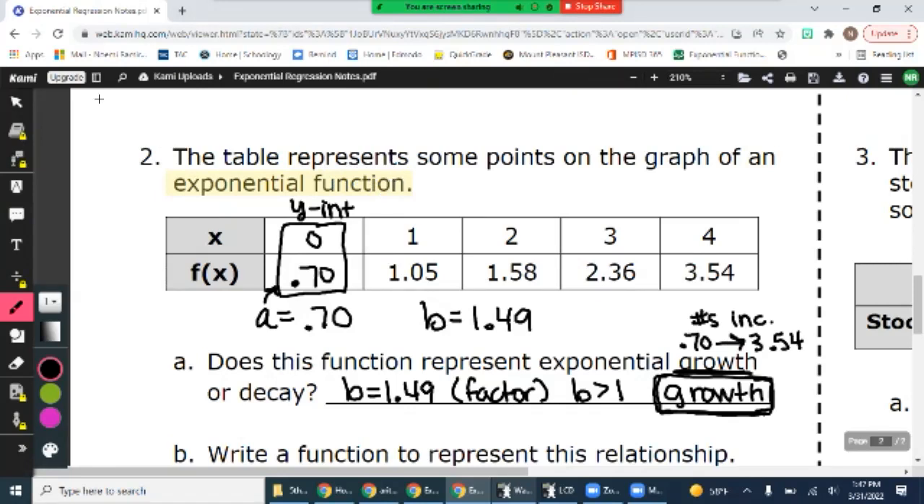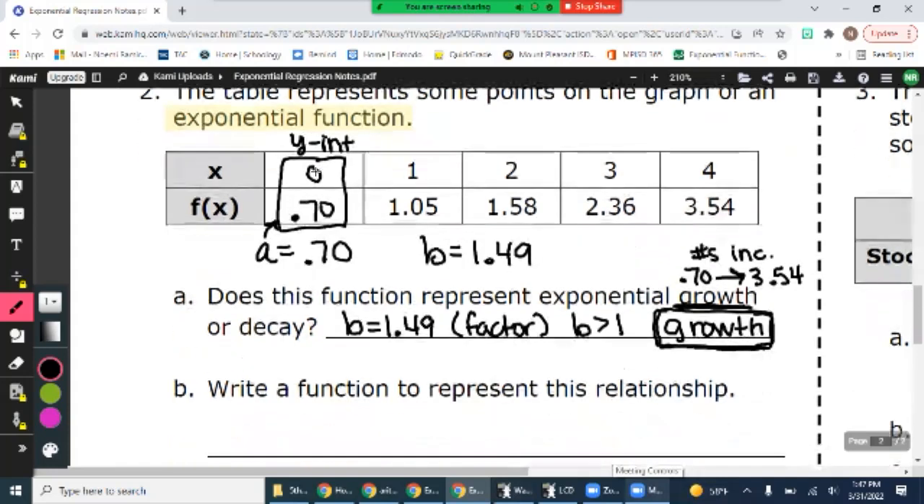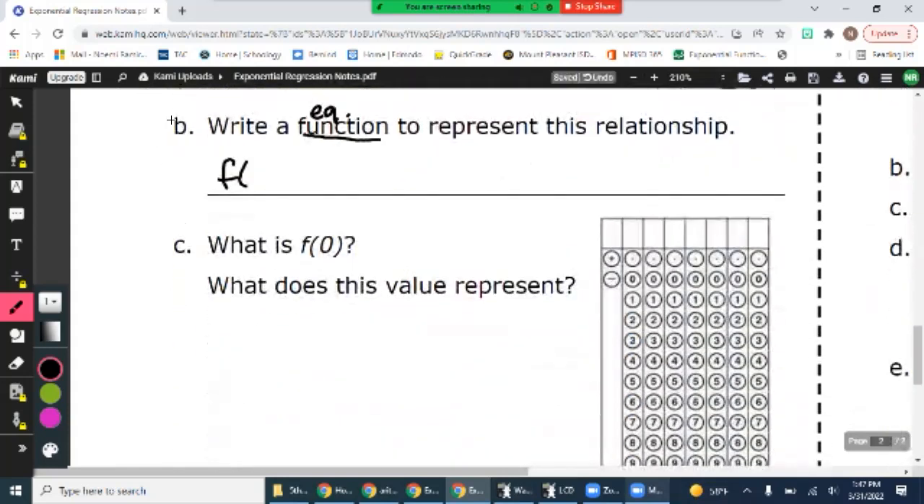But that's only if it says the words exponential, because if it's linear, that's a different story. It is growth, I mean, it's increasing, but different scenario. B, write a function, write the equation. Don't be too lazy to not write the original formula. My original formula is f of x equals a times b to the power of x. I have to write it 5 times because I have 5 classes. So if I can write it 5 times in a row, you guys can write it once for 1 class.